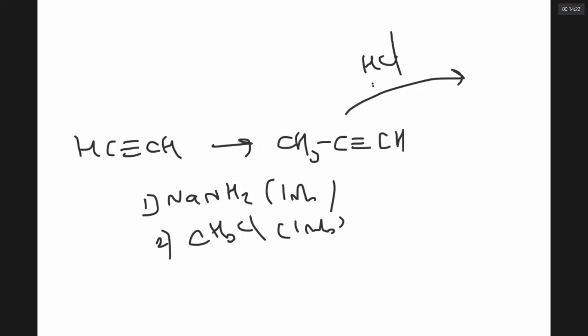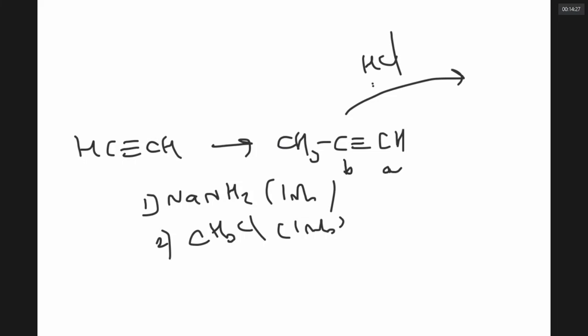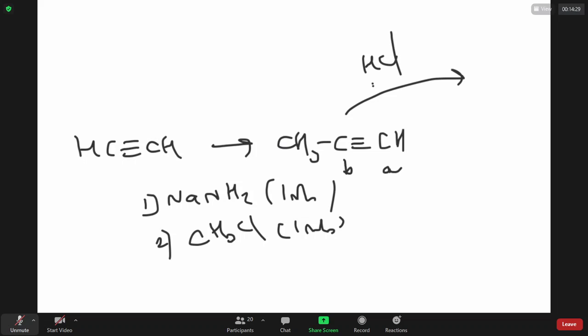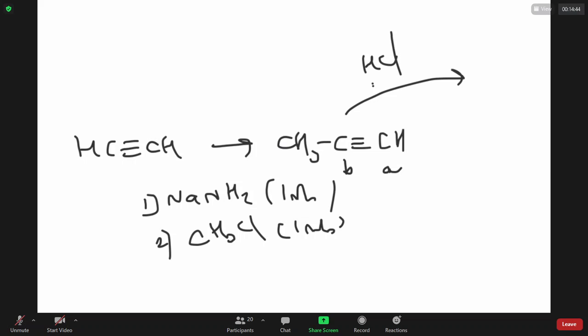Where will H go? Will it go to A or B? A. Always, hydrogen in an addition reaction combines with that carbon which has more hydrogens, which will become richer. This is called Markovnikov rule. What is Markovnikov rule? The hydrogen of HX combines with the carbon which already has more hydrogens.